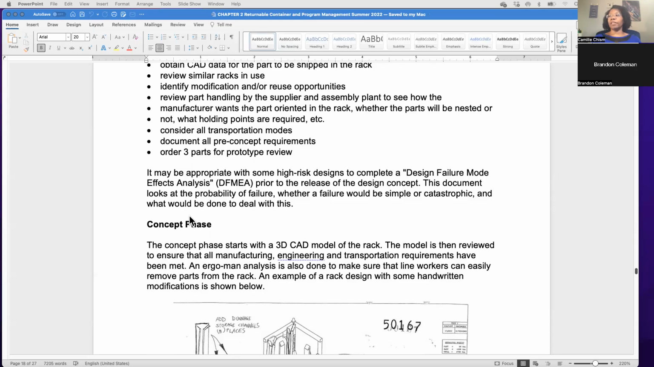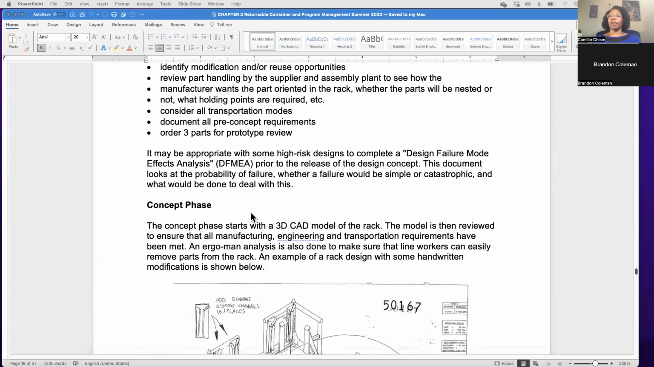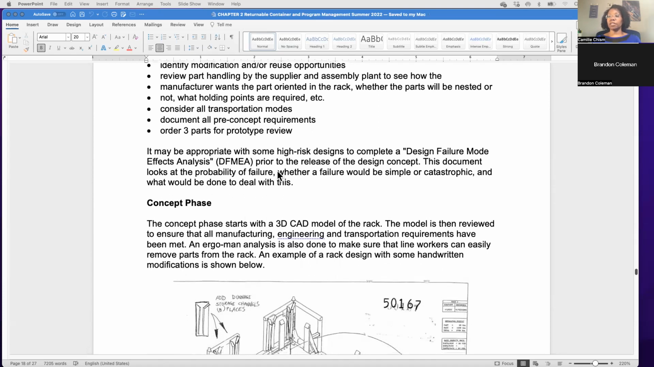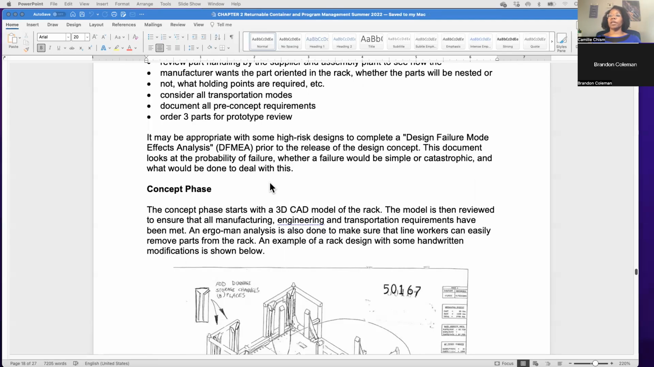This might be something where, on a rack, if the fork truck driver brings it in and sets the rack down, that could be enough to damage the part. So those are things you want to be aware of, and doing a failure mode analysis will tell you what you really need to protect from.